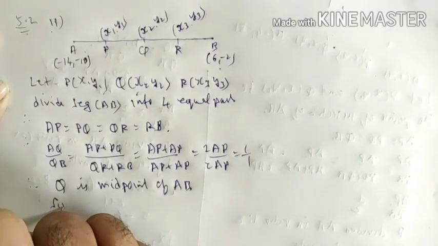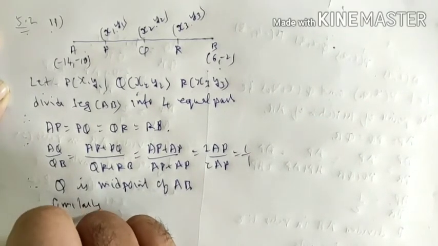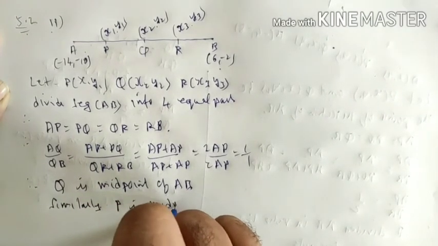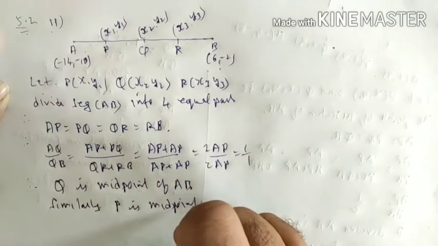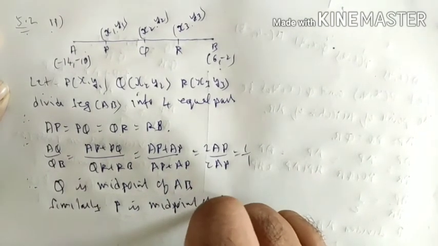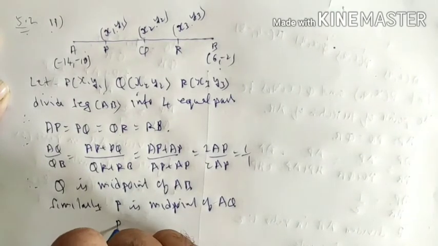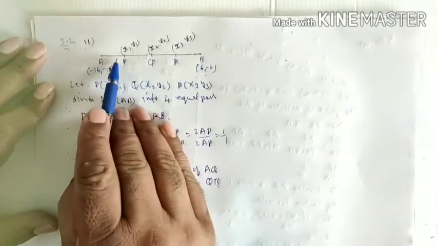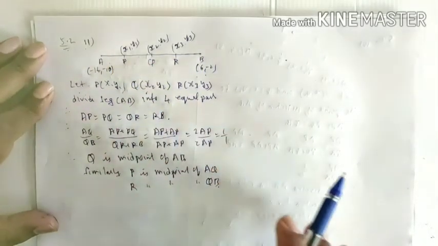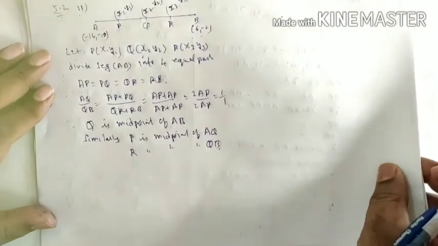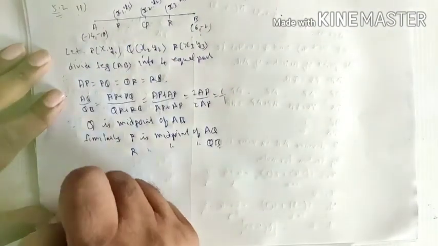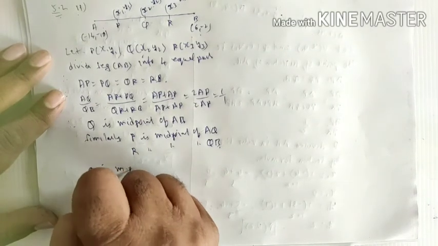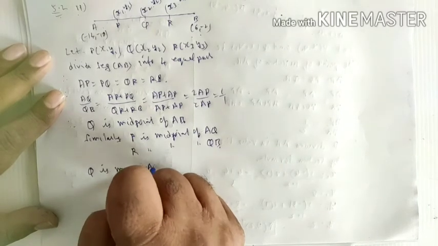Similarly, P is midpoint of AQ and R is midpoint of QB. Of AB, P is midpoint of AQ, R is midpoint of QB. Now we have to find the coordinates. First, Q. Q is midpoint of AB.